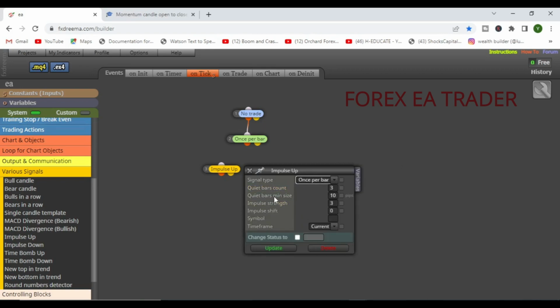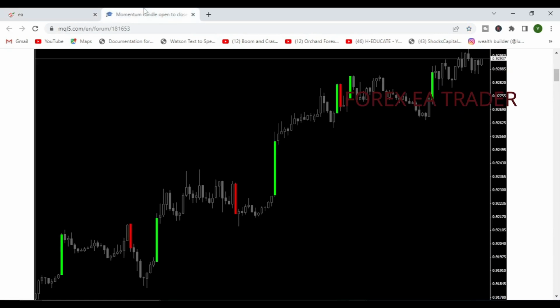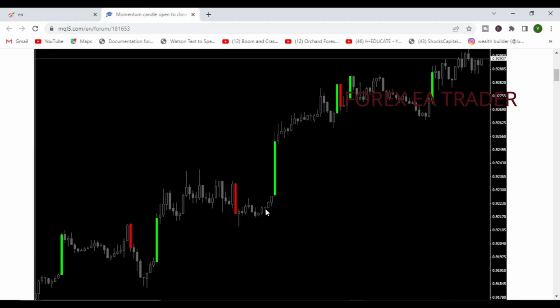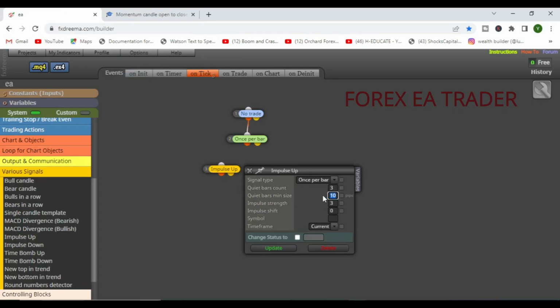And the quiet bars minimum size, that's where I said you probably need to average out the size of the small bars, the quiet bars that you are looking at. Here it says 10 pips is the minimum. So these bars will be minimum 10 pips, or you can bring it down. Let's say 5. Let's say if we have 3 bars that are coming one after the other, and the minimum size is 5, then we get impulse strength.